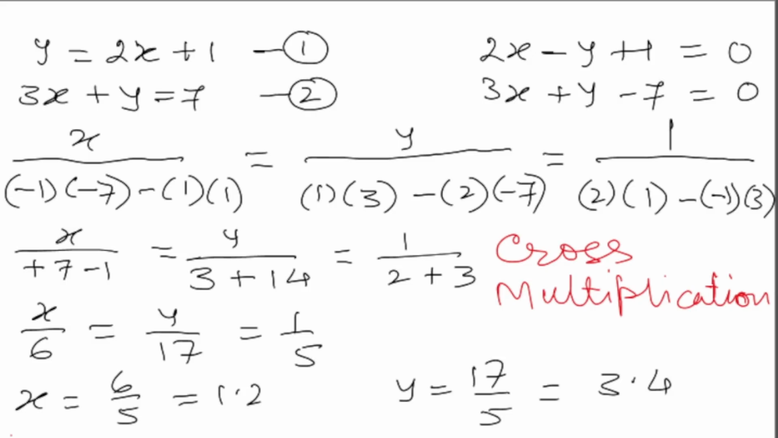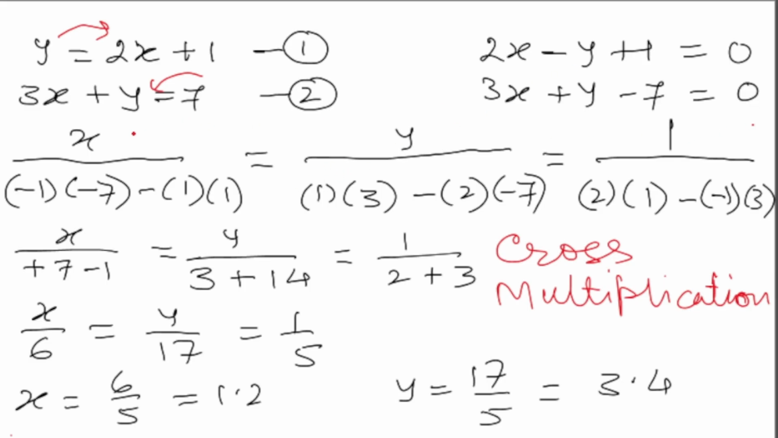So this is the cross multiplication method. In this method, first of all, we change all the values to one side. As in the first case, y was on the other side, so shift y to the right hand side. So it will become 2x minus y plus 1 is equal to 0. And in the second equation, 7 is on the other side, so you'll shift this 7 to the left hand side. So it will become 3x plus y minus 7 is equal to 0.